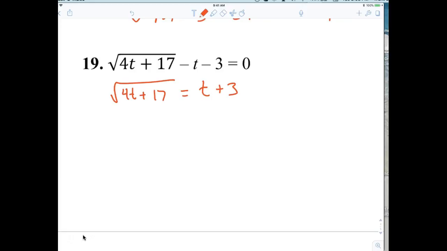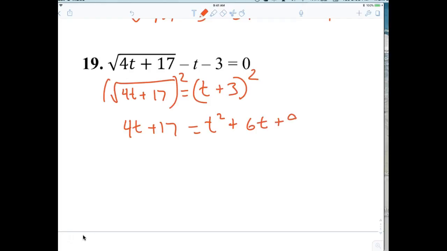Now I have to do what? Square both sides. What does it equal? That was a little uncoordinated. I got it though. All right, is everybody okay with that? Yes. All right, now it's quadratic, so you set the quadratic equal to 0. T squared plus 2t plus 8. Got it.